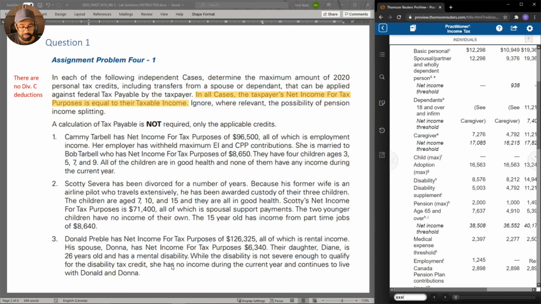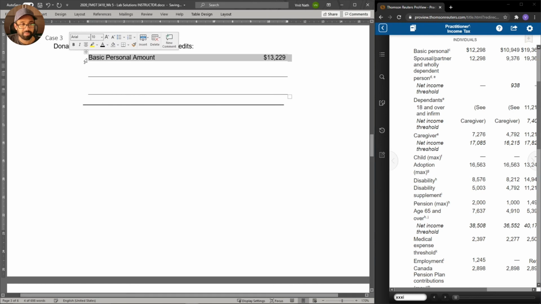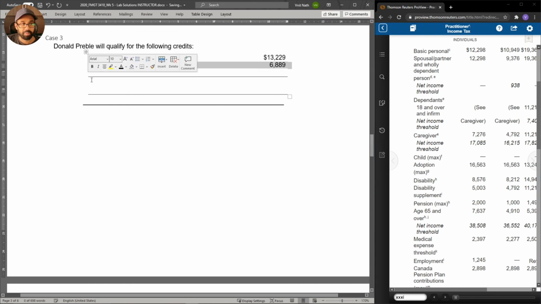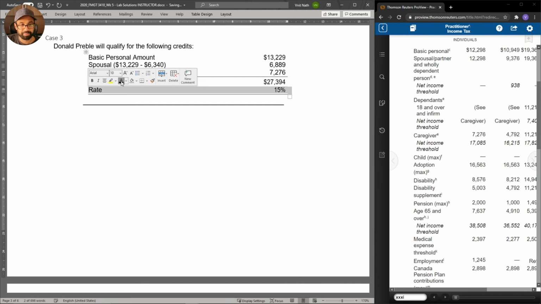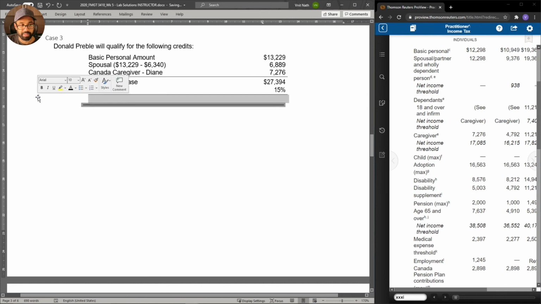The income threshold seems to be irrelevant for this question because it says near the bottom there, if you can see my cursor, it says she has no income during the current year and continues to live with Donald and Donna. So the following credits would be for Donald: the basic personal amount. We would have the spousal amount, so 13,229, subtract 6,340, that was the spouse's income, and the Canada Caregiver Credit. Add them up to get our base, multiply it by the appropriate percentage, and we get our total credits.